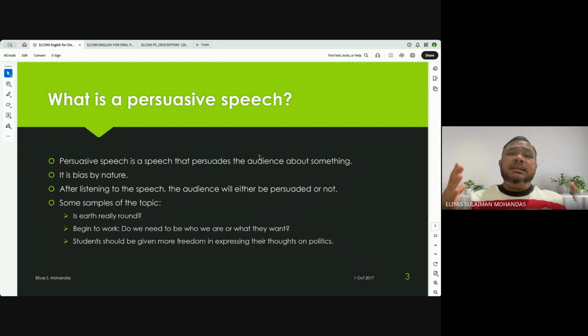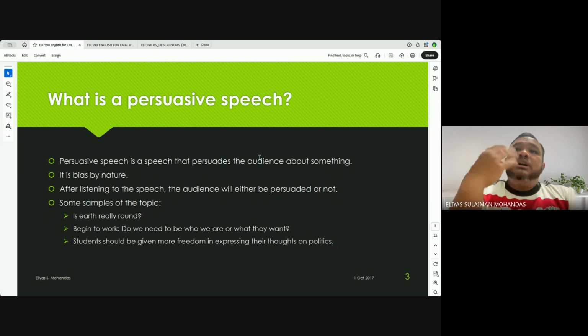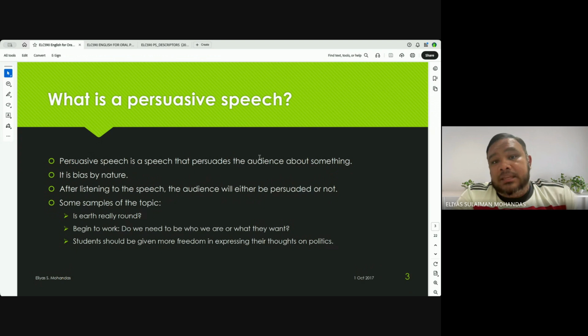Looking at the given sample of topics here, you know for sure there are many sides or many angles looking at one issue. Either you agree or you disagree. So you choose your stand, you choose which side you want to be on, and then you deliver it in your persuasive speech, which means the topic that you choose has to be argumentative. Simple. Argumentative means that there is more than one way of looking at the topic.